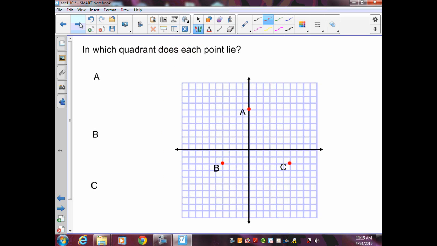Let's do a few more examples. In which quadrant does each point lie? Letter A. Letter A does not lie in a quadrant, it lies on the y-axis. Point B. Point B is in quadrant 3.